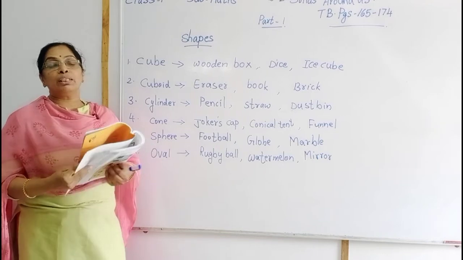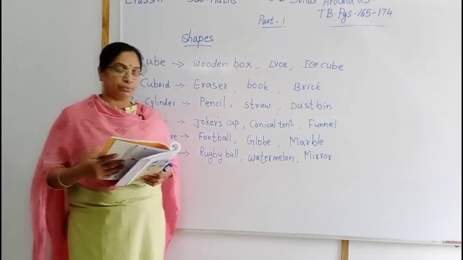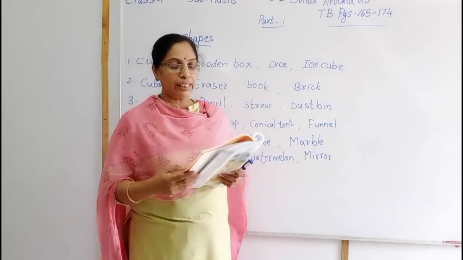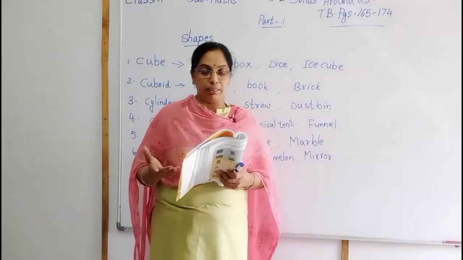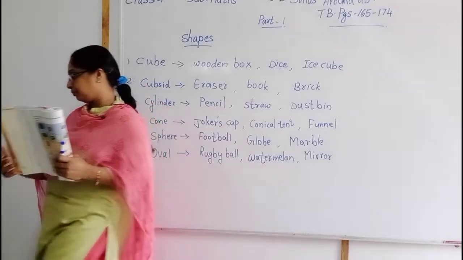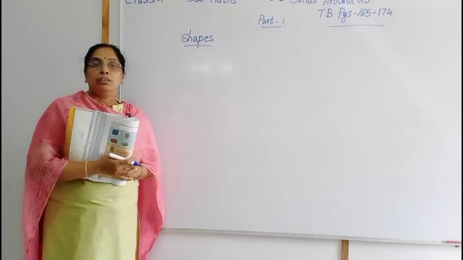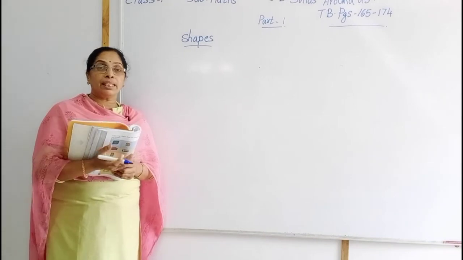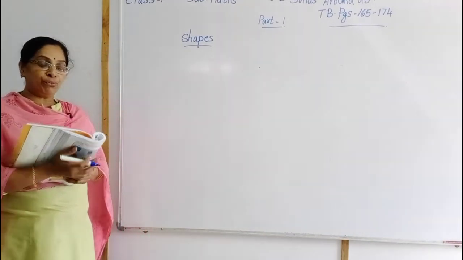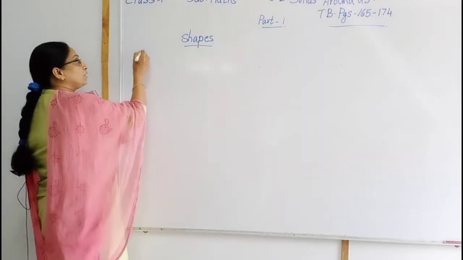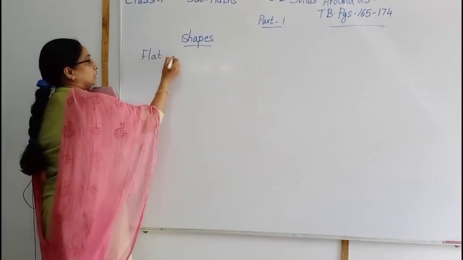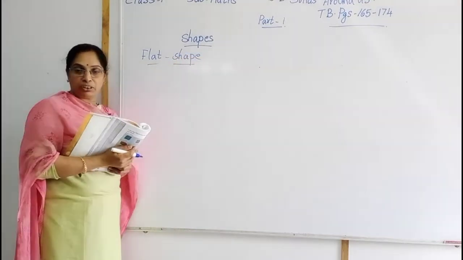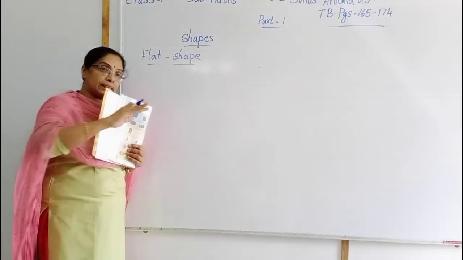Now we are going to the next page, where things around us are of different shapes. Now we can see some more examples. Next page, page number 167, we are seeing the shapes again, in flat shapes. That means the surface is flat. Flat shape means the surface is flat.